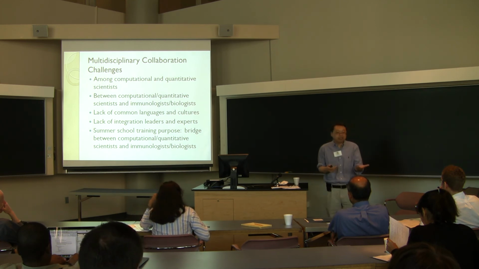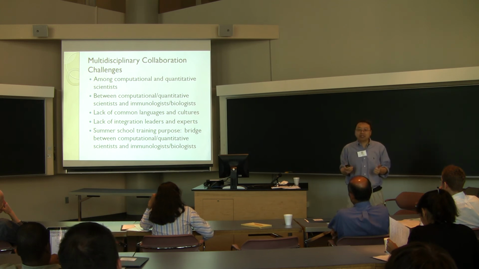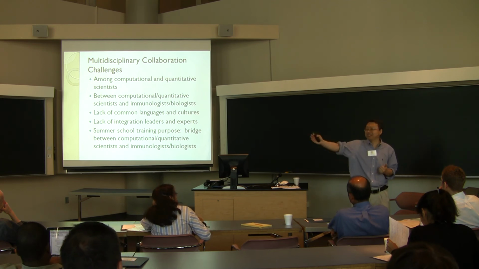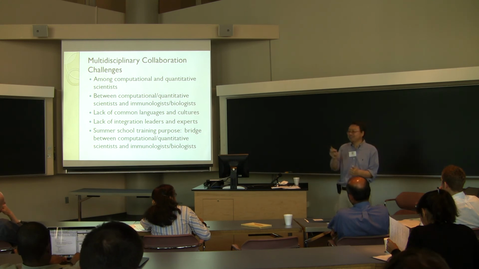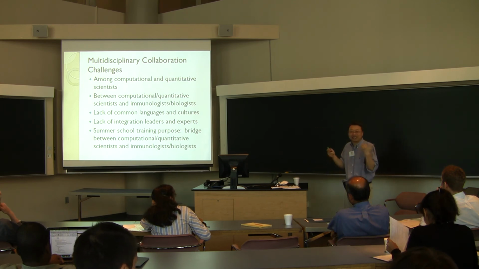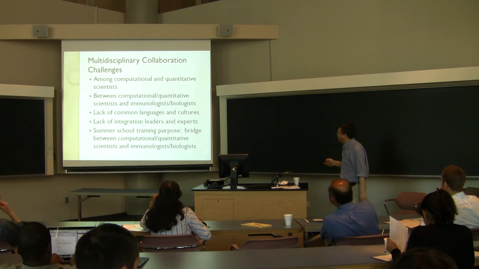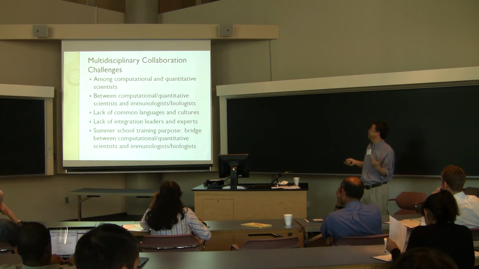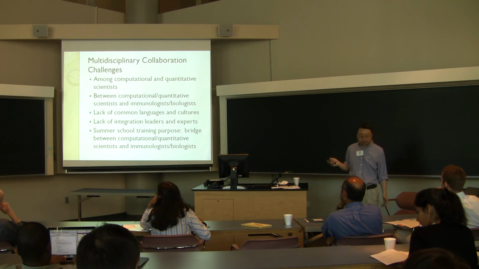Like mathematicians, they say, if I want to publish a paper, I like single-author papers. I don't like what you have in biology, 20 people on a paper. And then in a mathematics department, they think, if you have 20 people, your contribution is just one out of 20, so they don't think that's your contribution. So this is a different culture, right? And how do we deal with that? That's the problem. And definitely there is a lack of integration leaders and experts.